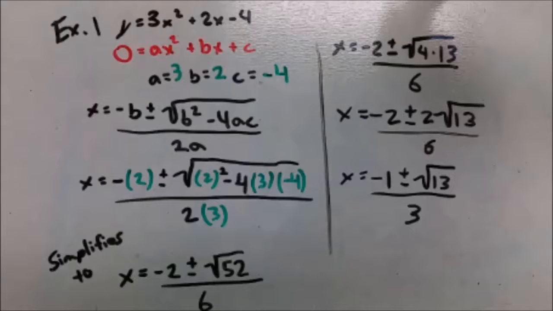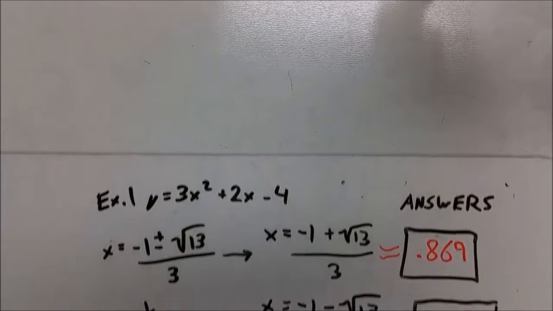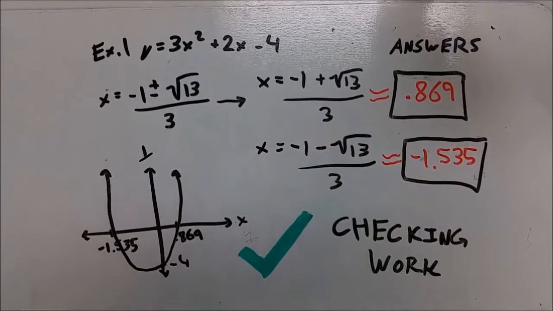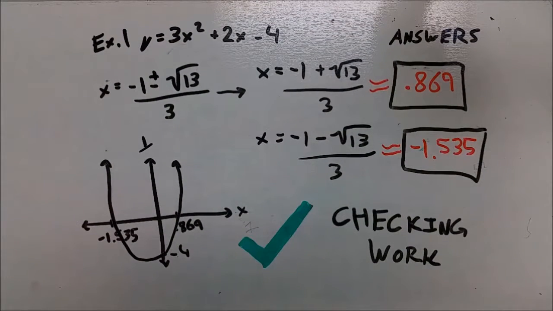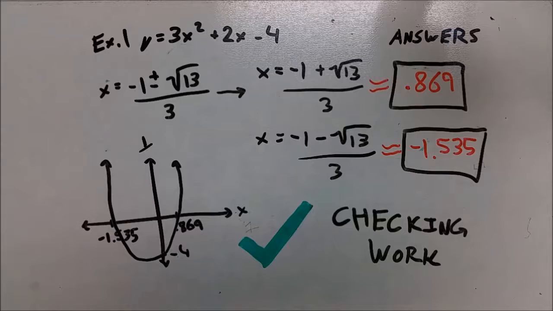Then we get x is equal to negative 1 plus minus the square root of 13 over 3. Notice that the discriminant is 13, a positive number, meaning that we have two real solutions. This is x is equal to negative 1 plus the square root of 13 over 3, and x is equal to negative 1 minus the square root of 13 over 3. Checking our work, we can see that we do indeed have two x-intercepts, or two solutions, to the equation.